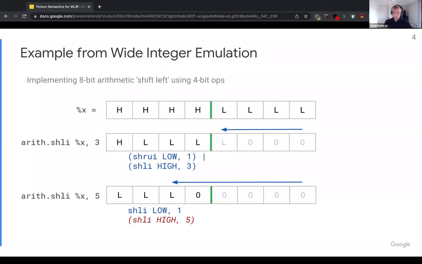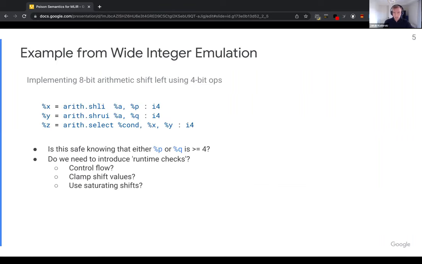if this shift is by 5, then what happens is that shift by 5 was perfectly valid for the full I8 type. But if I'm using I4 to implement it, now it's not clear whether I can do a shift left by 5 on an I4. And in terms of the convenience of the implementation, I would just like to execute two shifts, knowing that one of them is illegal, and then just select from them.